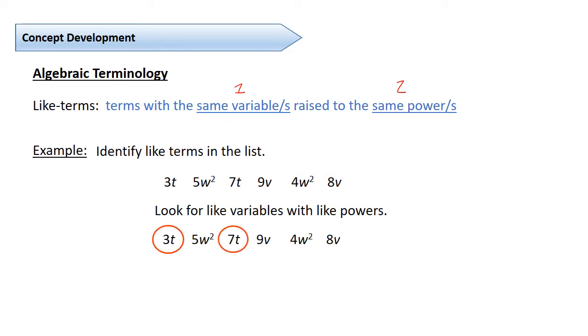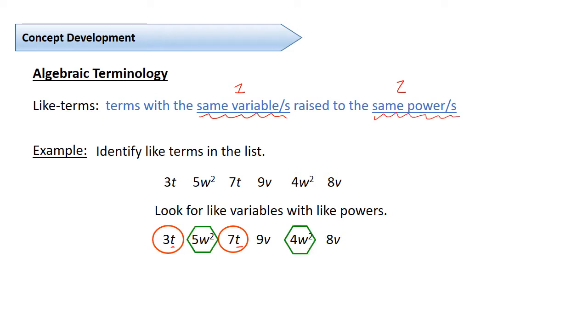So we have 3T and 7T. Both of them have only a single T in them. Now, the coefficient, the number at the front, is not relevant when we are considering whether two terms are like each other. As you can see, we have a 3 and a 7. That doesn't come into our decision making. We're only looking at whether they have the same variable and then the same power on those variables.